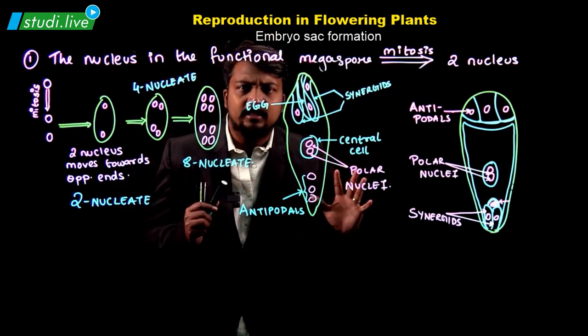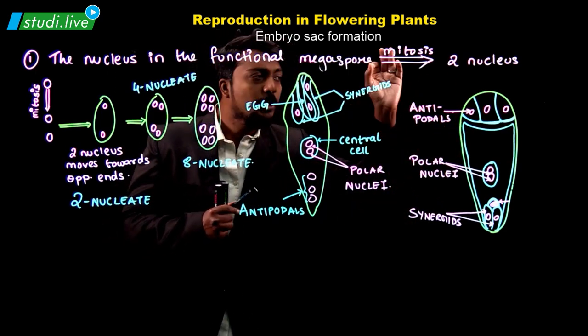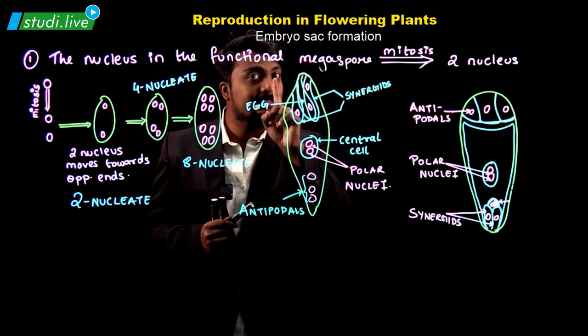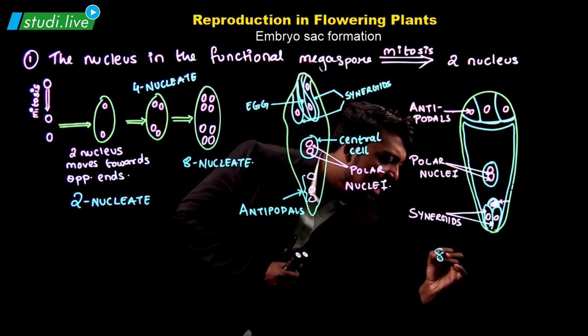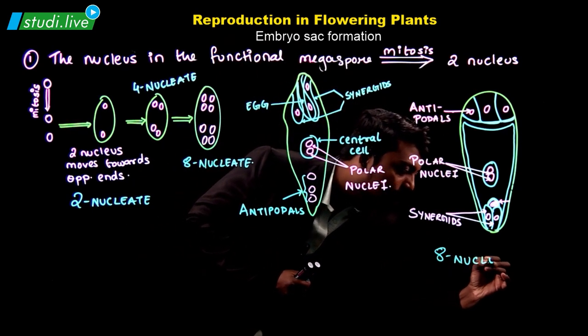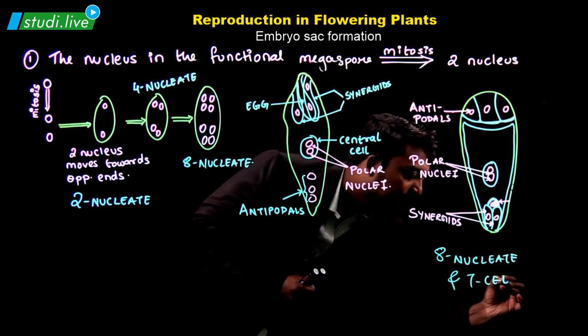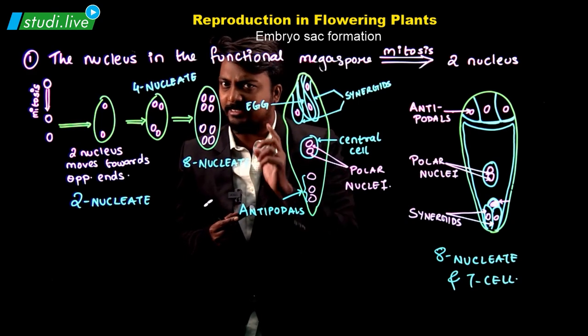So my kids, this structure here, again I'm mentioning, you clearly had 8 nucleus and you had only 7 cells. So we can call this structure as 8 nucleate and 7 cell structure, right? The structure has 8 nucleuses, but there are only 7 cells.